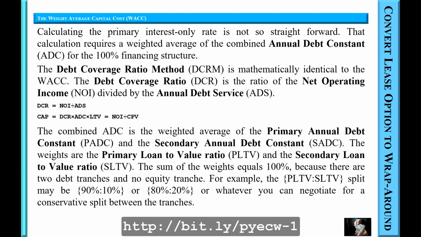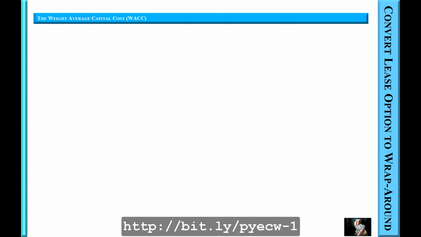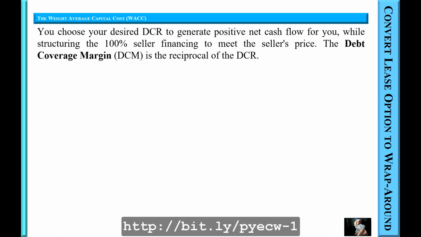For example, the ratio PLTV to SLTV split may be 90% to 10%, or 80% to 20%, or whatever you can negotiate for a conservative split between the tranches. You choose your desired debt coverage ratio to generate positive net cash flow for you while structuring the 100% seller financing to meet the seller's price.